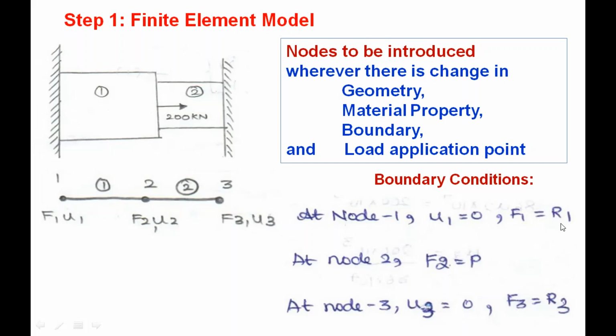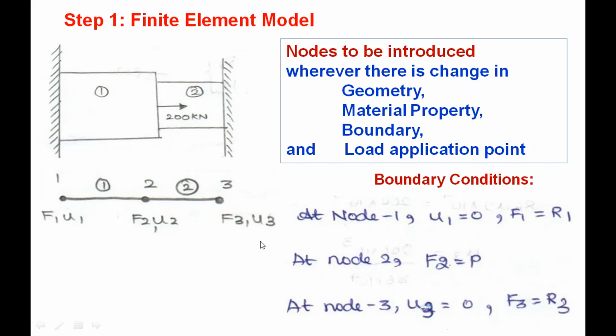And what is the force component? Since it is a fixed end, there will be a reaction force. So F1 is taken as R1. And here this R1 is considered as a positive value because it is unknown. So whatever the unknown force present in this structure, we have to consider in the positive direction. So this R1 is, for this problem, left to right is considered as the positive direction.